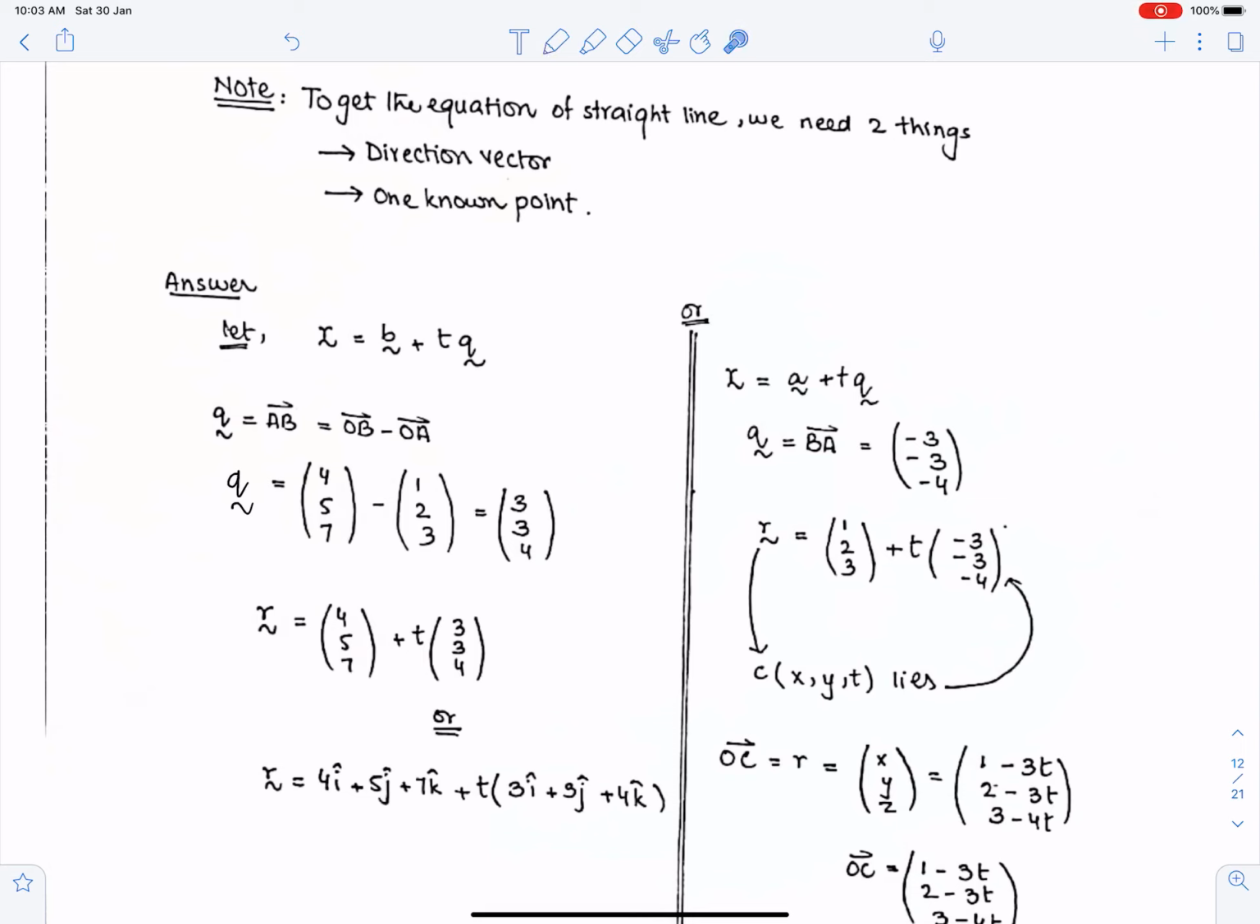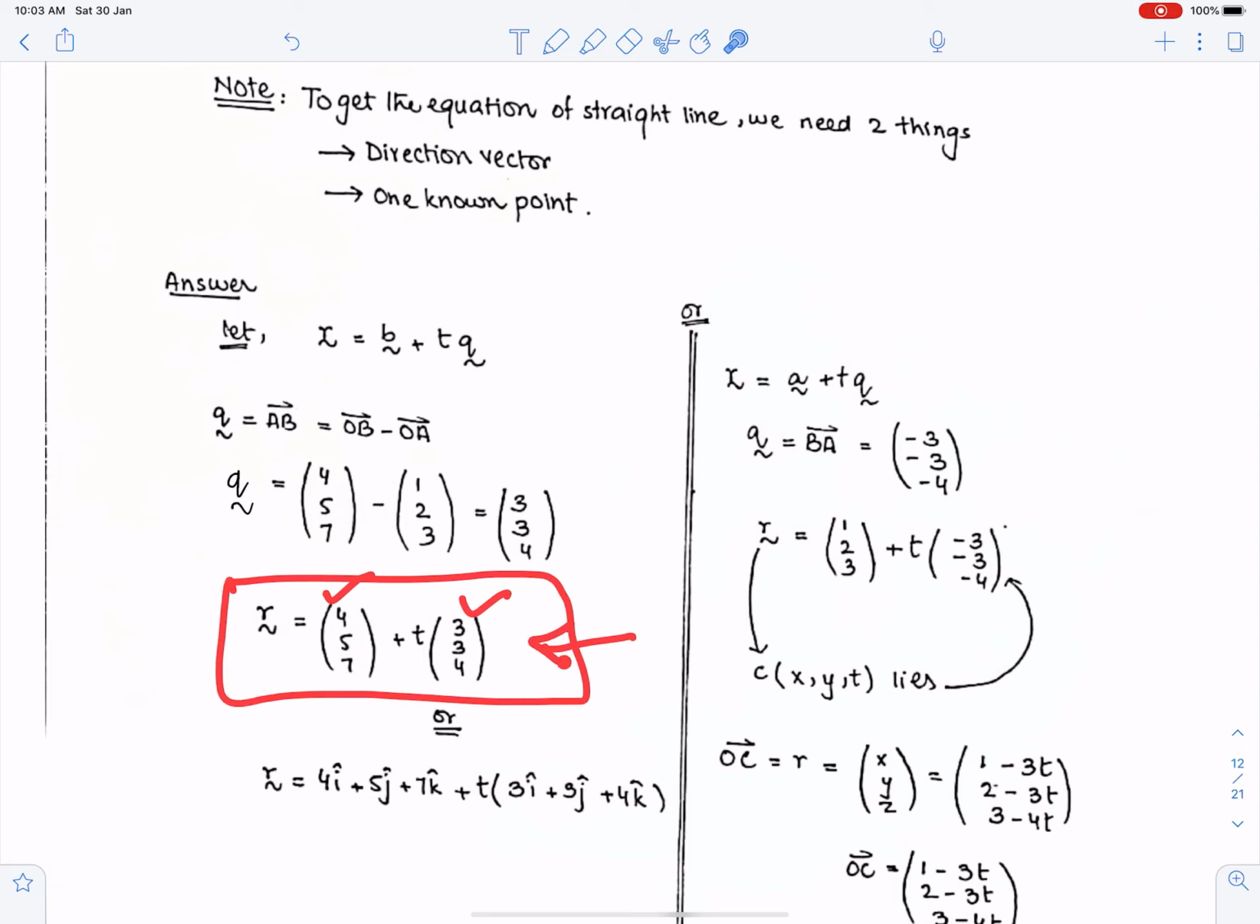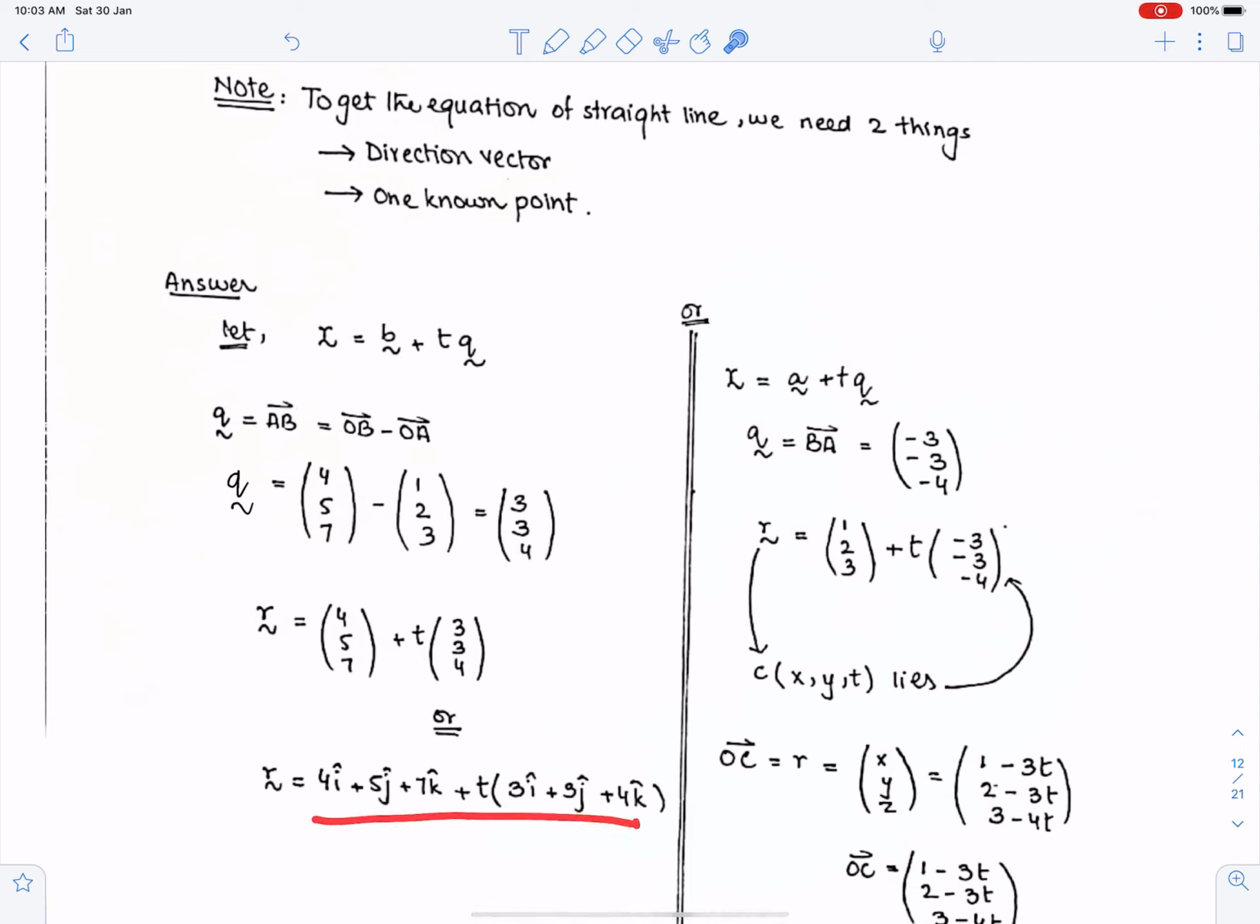So this is the equation of this straight line. We just need to substitute Q and B. So this is B and this is Q. This is the equation in column vector form and column vector representation. And this is the equation in IJK form. This will become 4i, 5j, 7k. T is here, and this vector will become 3i, 3j, and 4k in ijk form.